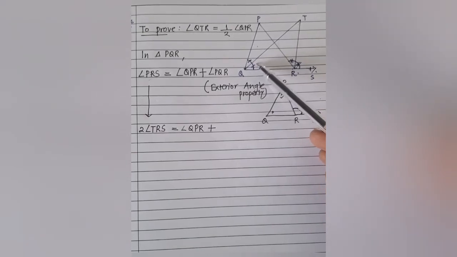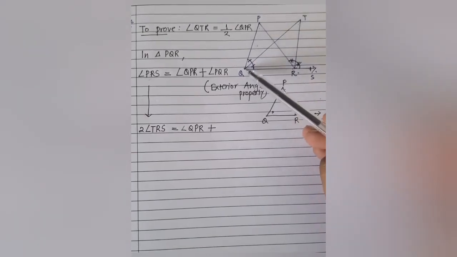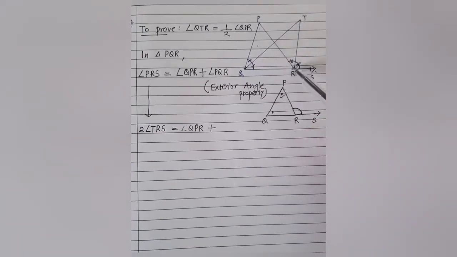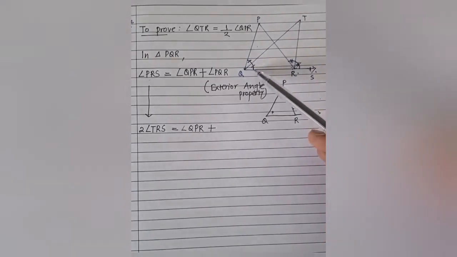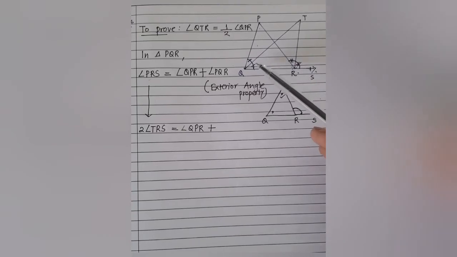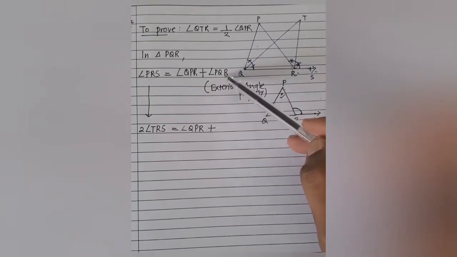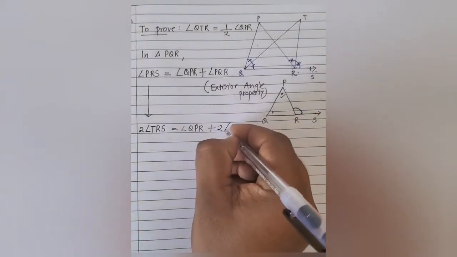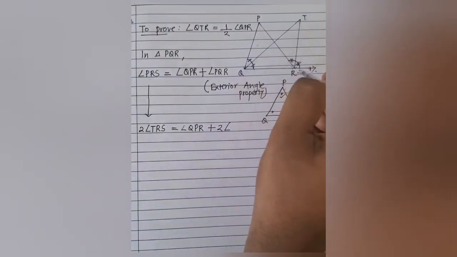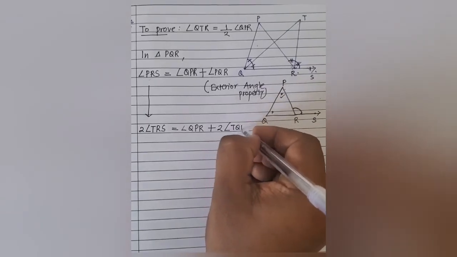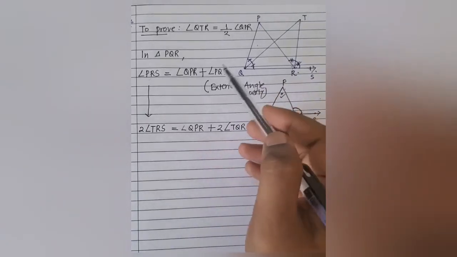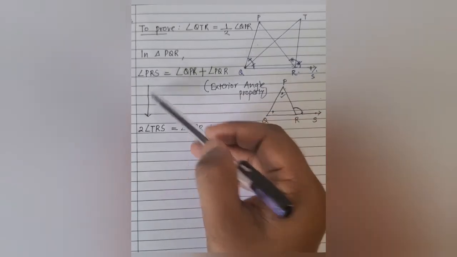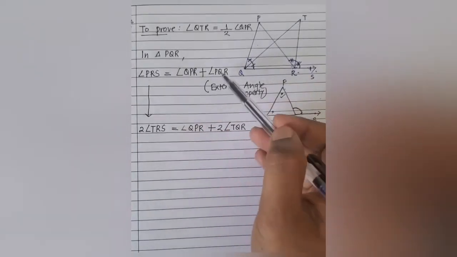Which are those 2 equal parts? PQT and TQR. So instead of writing the whole angle PQR, I'm going to represent angle PQR as 2 times angle TQR. Okay, so all I did over here is just represent PRS as 2 times TRS and PQR as 2 times TQR.